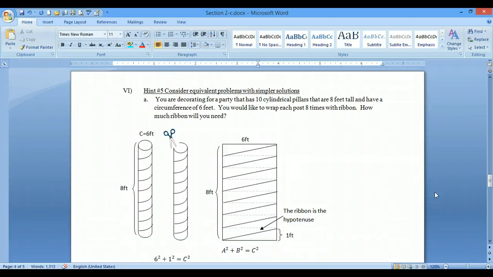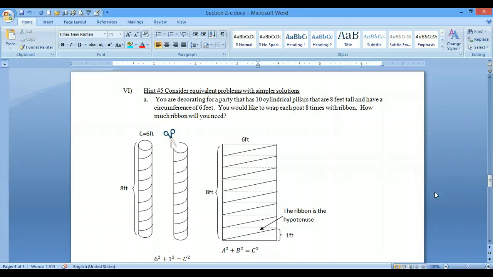All right, hint number 5. Consider equivalent problems with similar solutions. Suppose you're decorating for a party that has 10 cylindrical pillars that are 8 feet tall and have a circumference of 6 feet. You would like to wrap each of these posts 8 times with a ribbon. How much ribbon will you need?